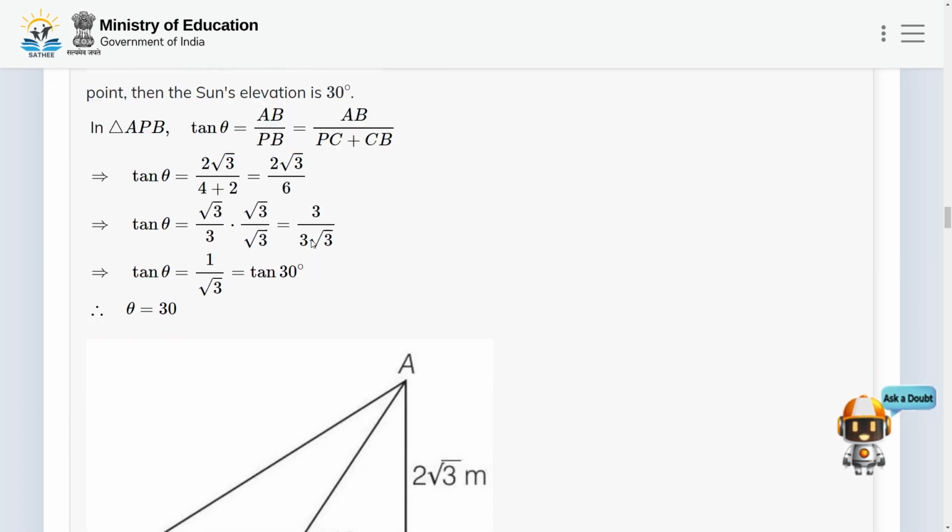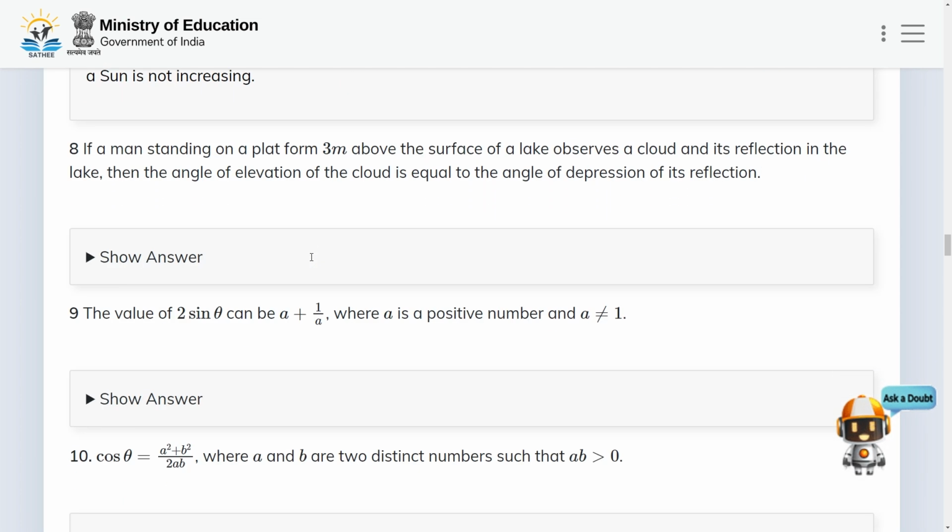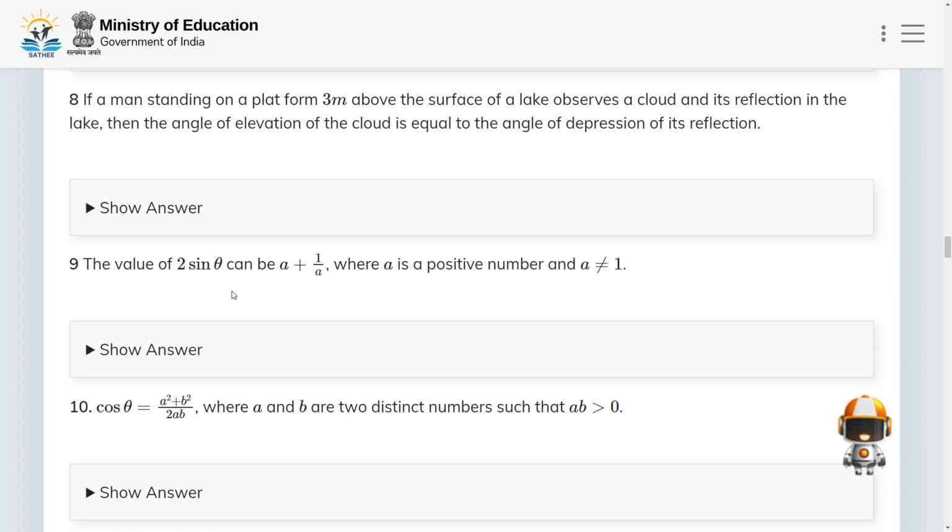Now let us move to the next problem. In the next problem, we have: if a man standing on a platform 3 meters above the surface of a lake observes a cloud and its reflection in the lake, then the angle of elevation of the cloud is equal to the angle of depression of its reflection. Okay, so let us check whether the given statement is true.